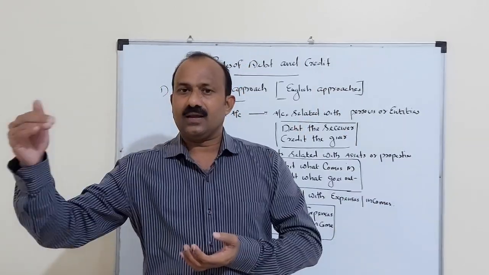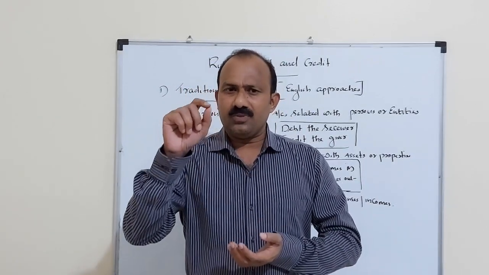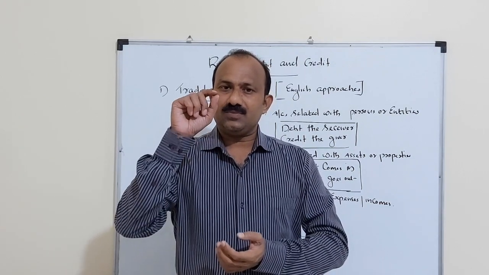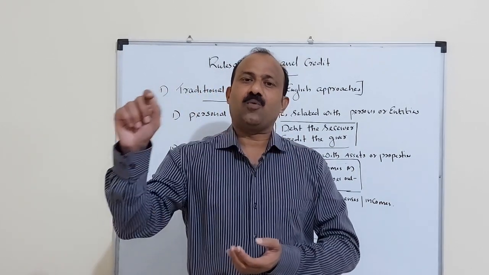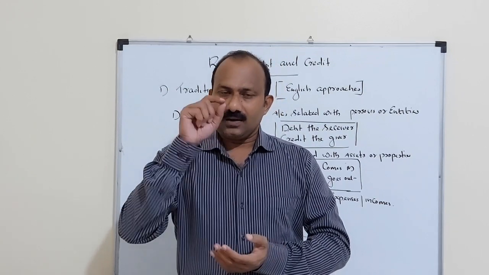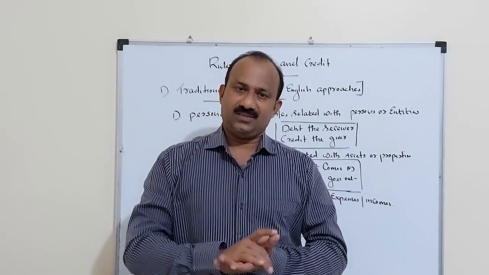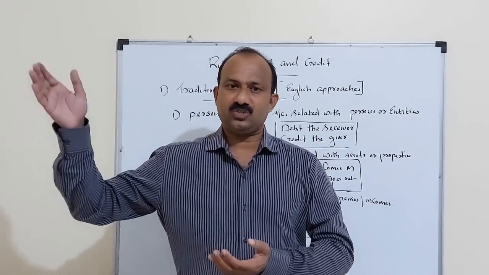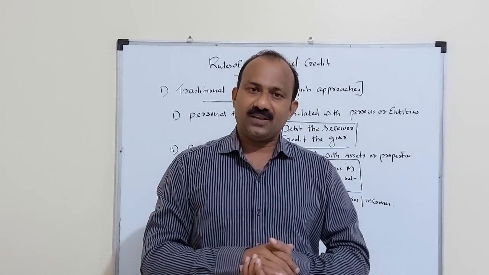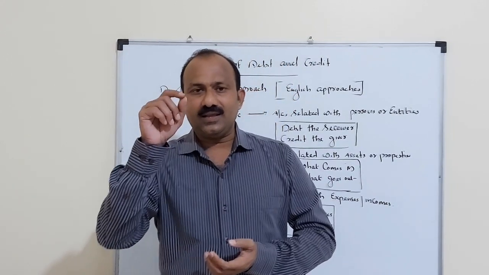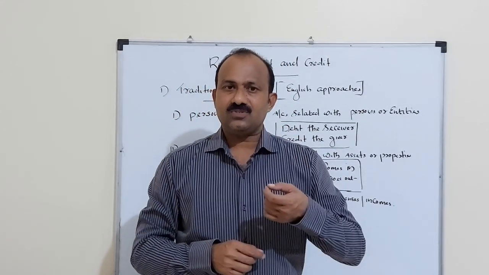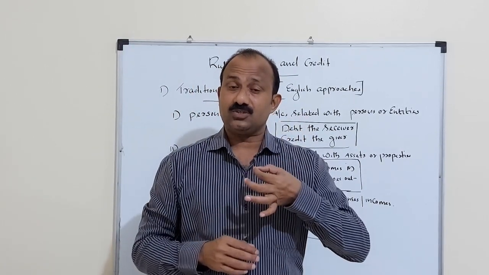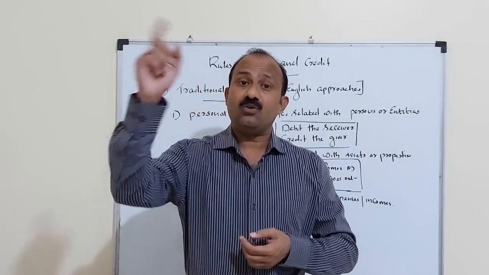Number two, real account. Real account means reality items, that is, assets and properties. The accounts related with the assets and properties: land, building, plant, machinery, furniture, cash, debtors, stock, etc. are examples of real accounts. The rule of the real account is debit what comes in and credit what goes out. Debit what is coming to the business and credit what is going out from the business.